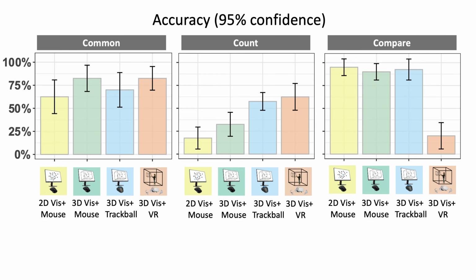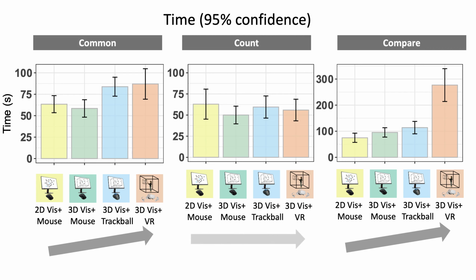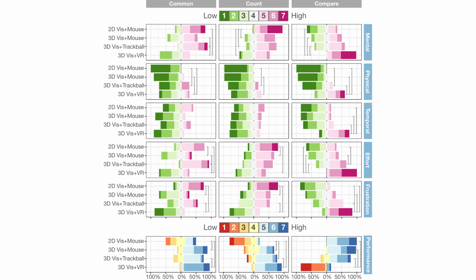Here, we present accuracy results with more immersive conditions generally being more accurate in Common and Count. Participants generally struggled with VR and Compare. However, looking at time, we can see that increasing immersion increased completion time in Common and Compare, with little effect in Count. Workload ratings using NASA's Task Load Index provided a more nuanced understanding of the perceived workload for our different conditions.